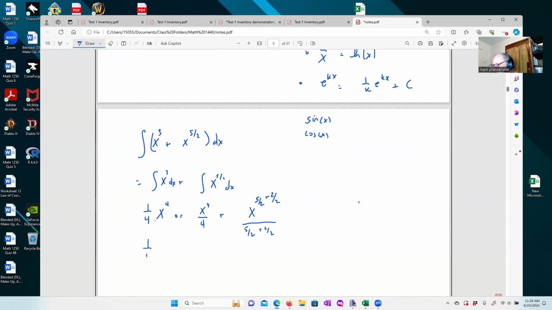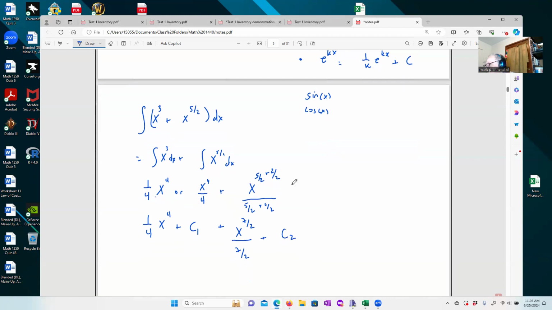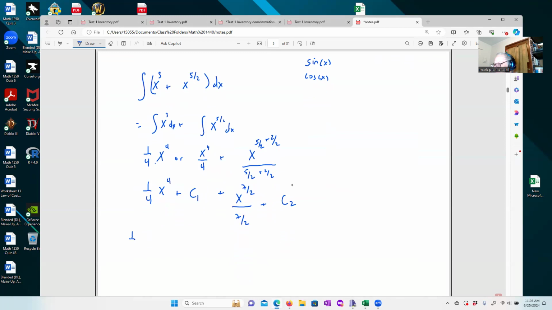So we have 1/4 x to the 4th plus our first constant of integration, plus x to the 5/2 plus 1, which is 7/2, divided by 7/2, plus our next constant. I'll call that C2 for our second integral. So what we're going to have here is 1/4 x to the 4th plus C1 plus, I'm going to do the same trick over here too. I'm going to say that's 2/7 divided by 2/7. So that'll cancel out here. So we'll have plus a 2/7 x to the 7/2 plus C2.